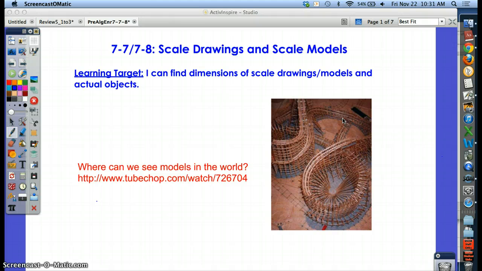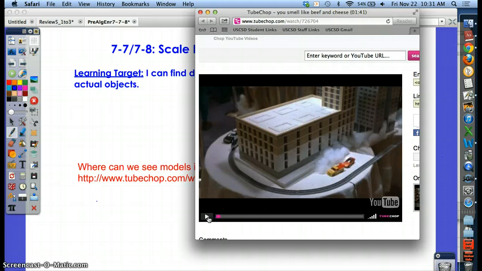I also have a fun little clip to start us off on another example of where I've seen some scale models. So you probably have seen this movie.